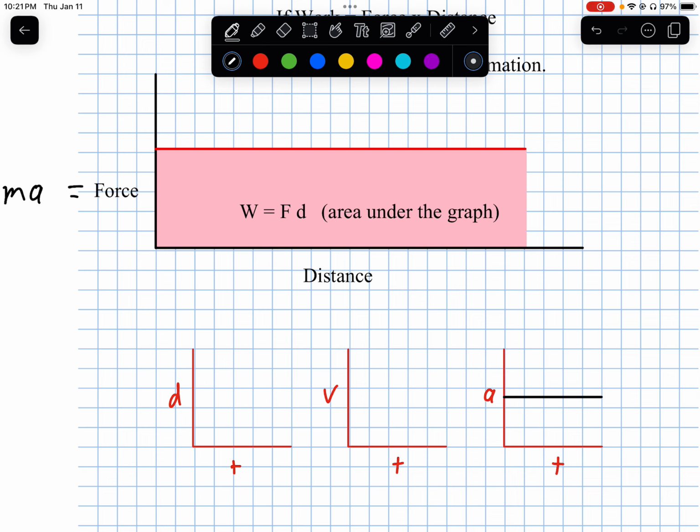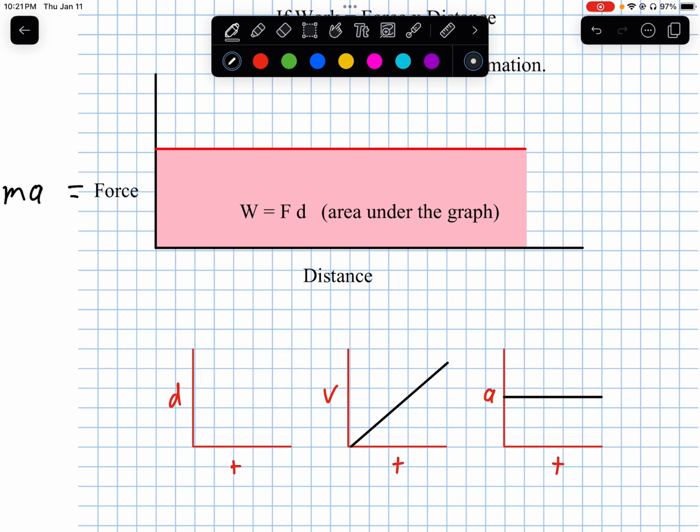If we look at the velocity time graph, you might remember that the slope of a velocity time graph tells us the acceleration. The acceleration is positive and constant. It's some numerical value that's a positive number that stays the same. So the slope of the velocity graph is positive and constant. What would that look like? It would just look like a straight line.